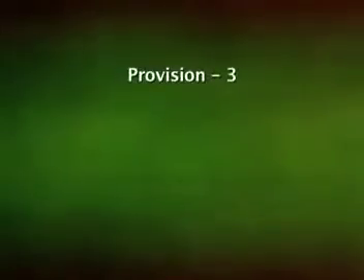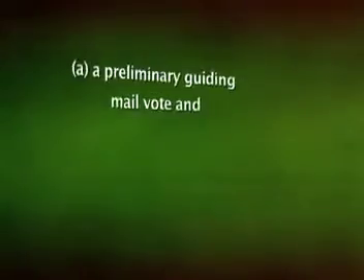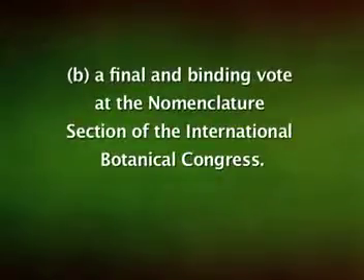Provision third. The Bureau of Nomenclature of the International Botanical Congress. Provision fourth. The voting on nomenclature proposals is of two kinds. Number one, a preliminary guiding mail vote, and number two, a final and binding vote at the nomenclature section of the International Botanical Congress. Now the appendices in the code.